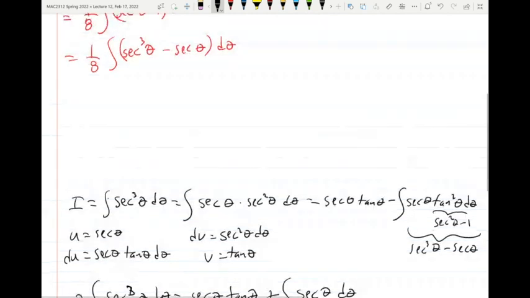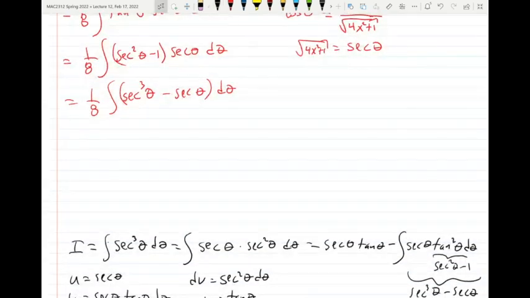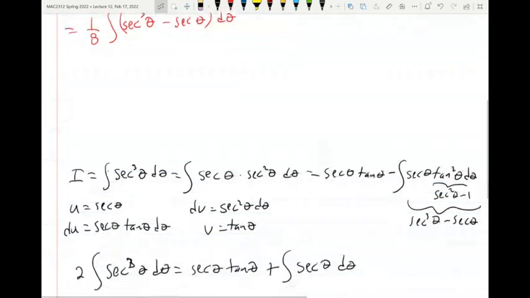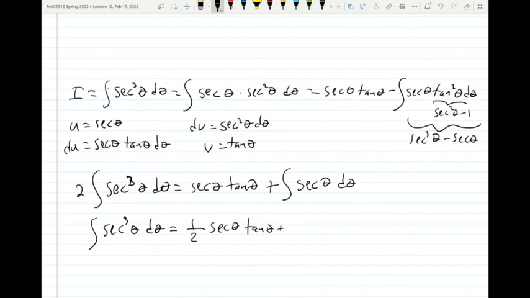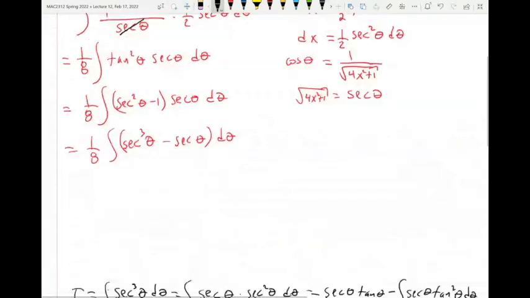Now, instead of computing the integral of secant, notice that there is another integral of secant that we need to subtract, so I'm going to do that at the end, okay? So moral of the story, the integral of secant cube equals 1/2 secant tangent plus 1/2 the integral of secant. I'm going to put that up here.